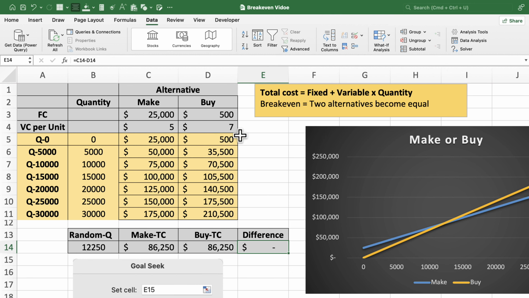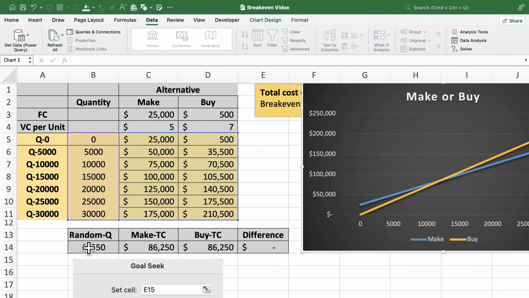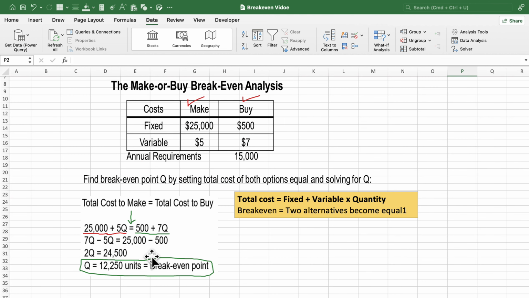Now as you can see here, when I click on OK, it shows that the quantity is 12,250, which is our break-even point, which means at this break-even point, the total cost in the make alternative would be 86,250. And with this quantity, the total cost in the buy option would be 86,250, which is exactly the same. And the difference between them is 0 because they are the same thing. So this is how we calculate the break-even point. Now this break-even point, 12,250, is exactly the same quantity that we had calculated manually using this equation.